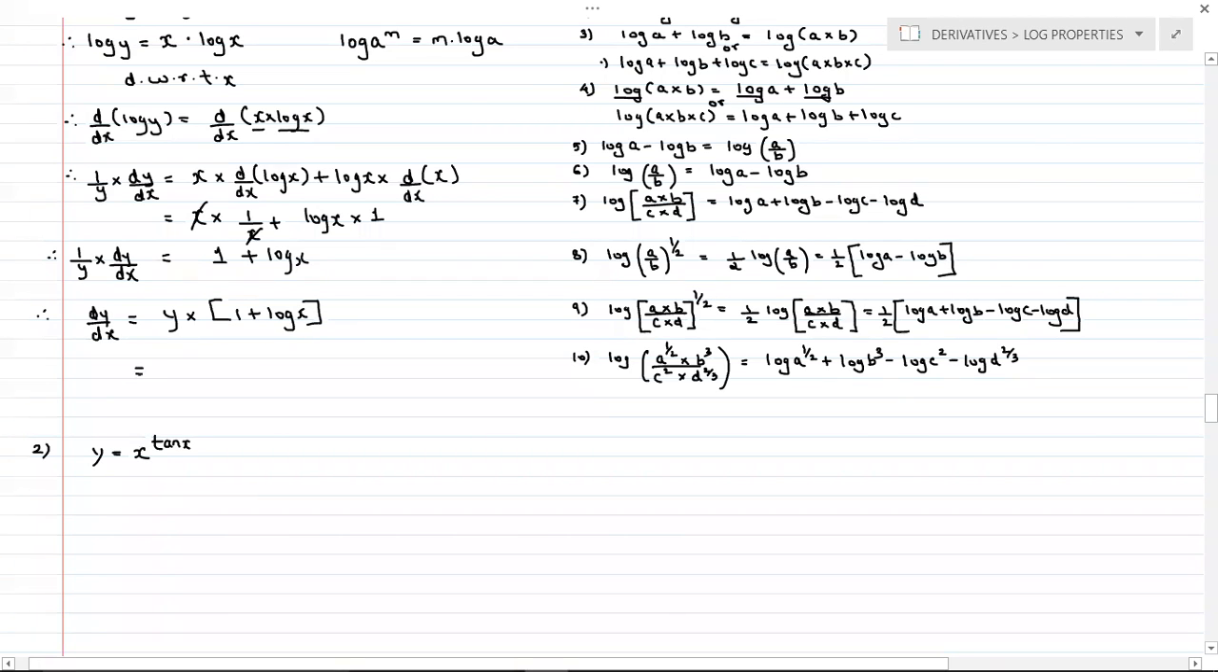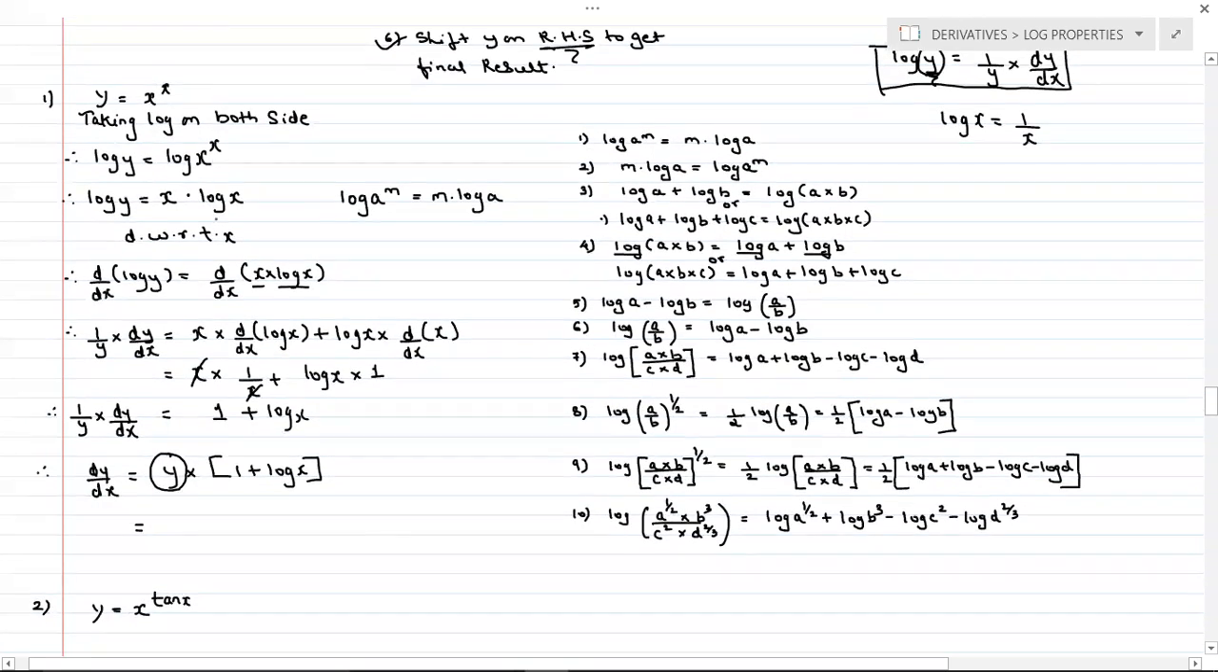Okay, and in the last step, you have to resubstitute the value of y. Resubstitute the value means, y, we took y as what? Y as x raised to x. So in place of y, you will write x raised to x. Okay, so here we got the final answer, that is dy by dx.